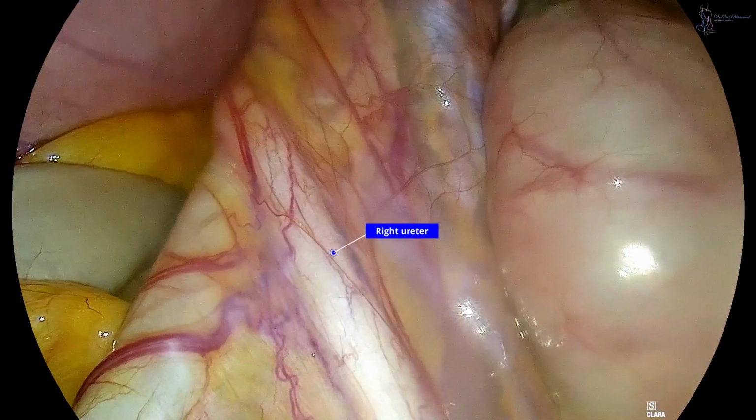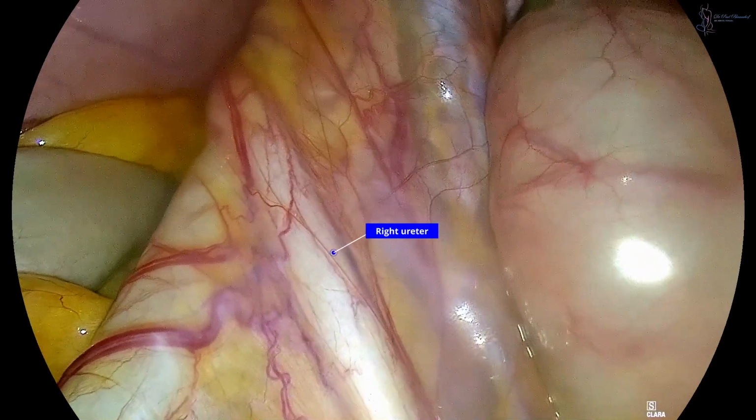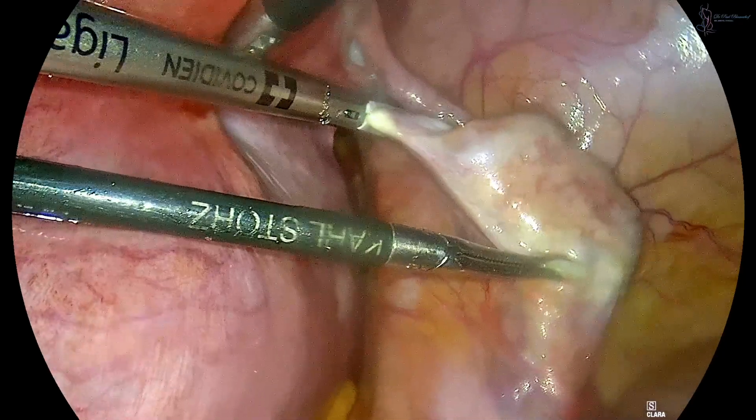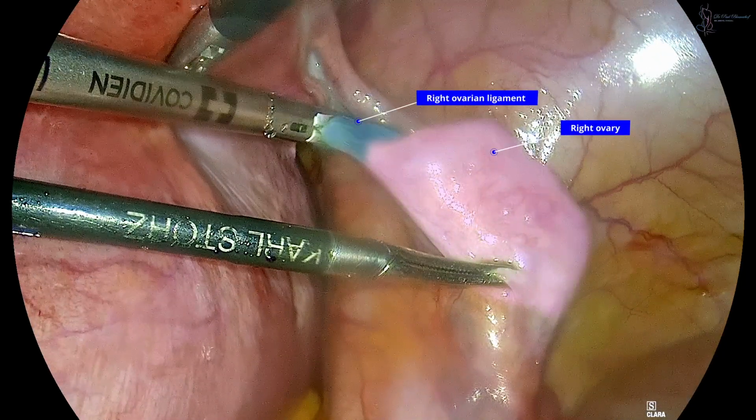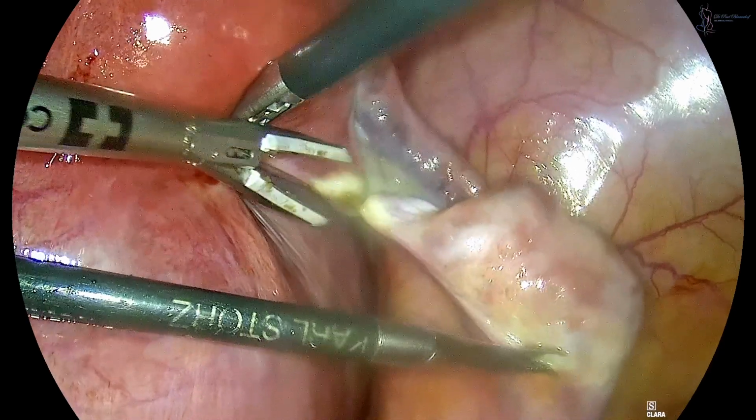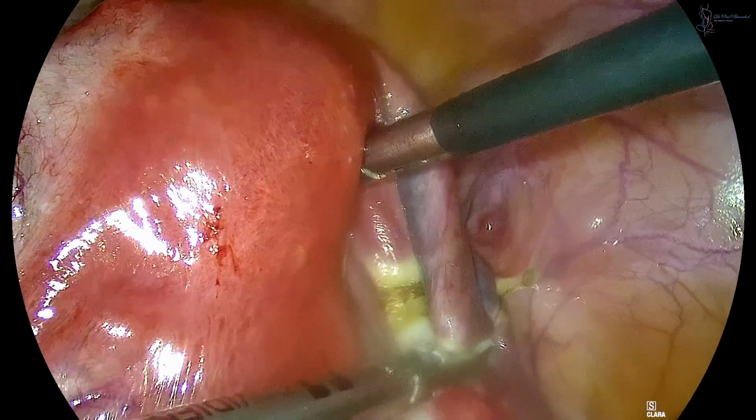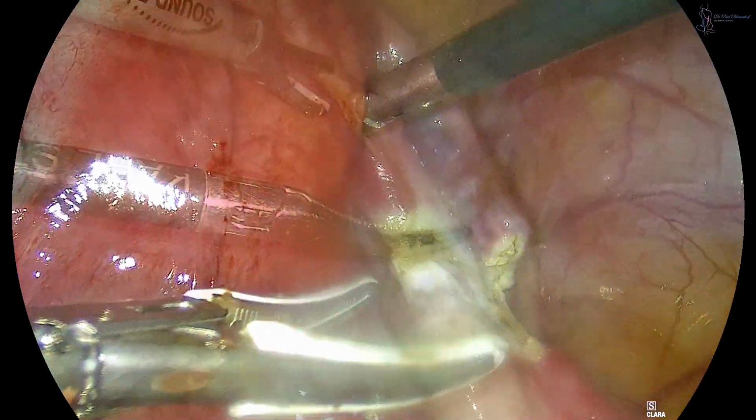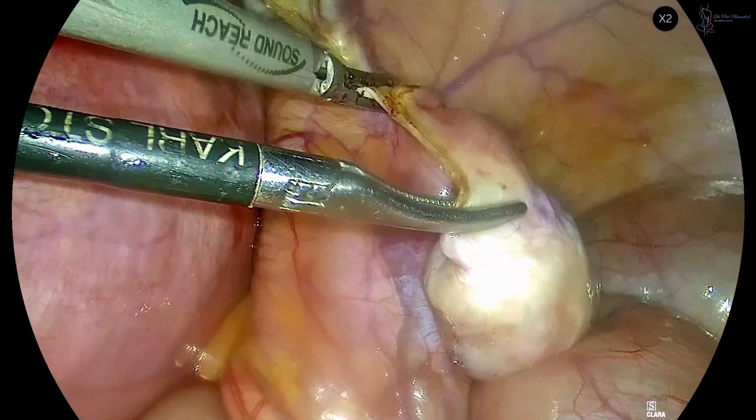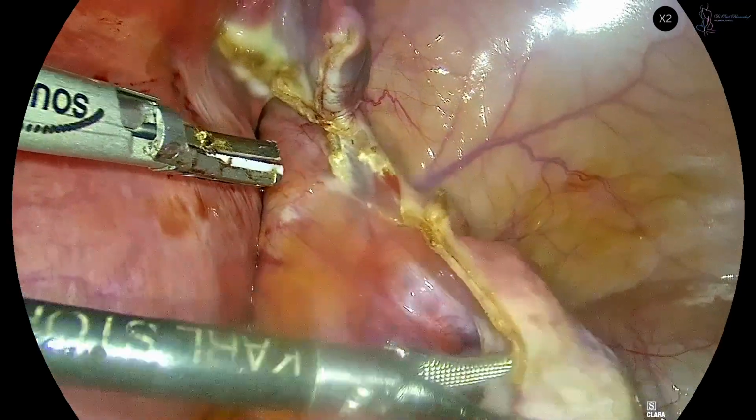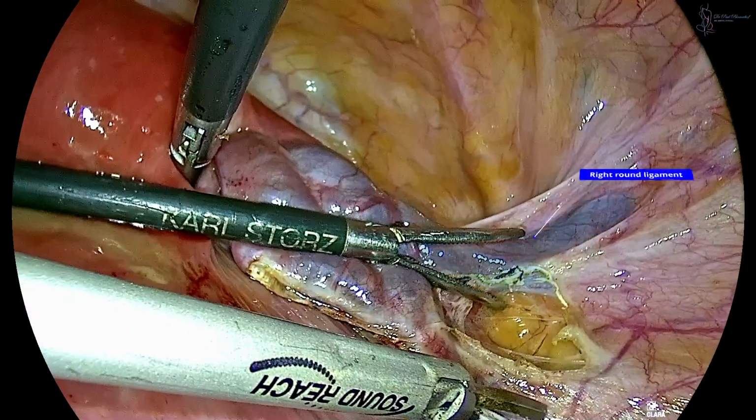The right ureter can clearly be seen. Coagulation of the right ovarian ligament close to the ovary. Coagulation and division of the right cornual pedicle. Opening of the right broad ligament. Coagulation and division of the right round ligament.